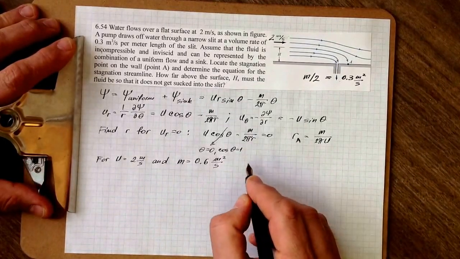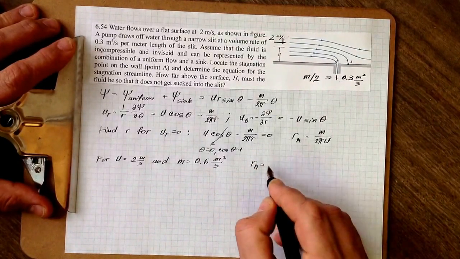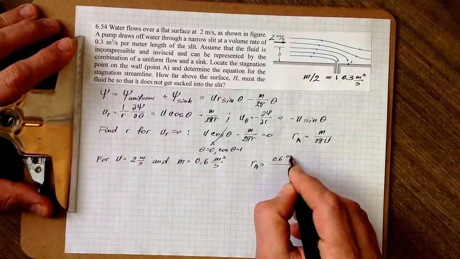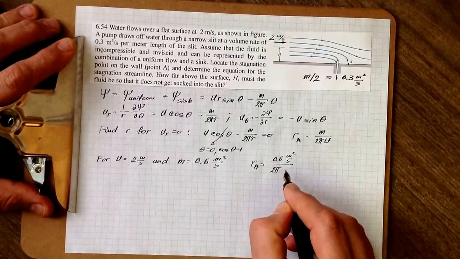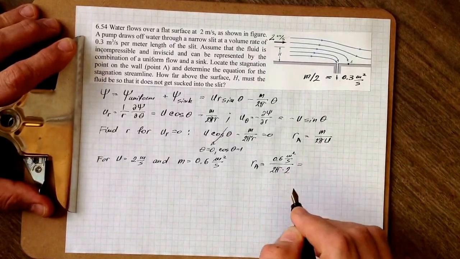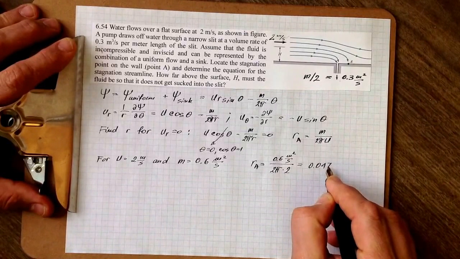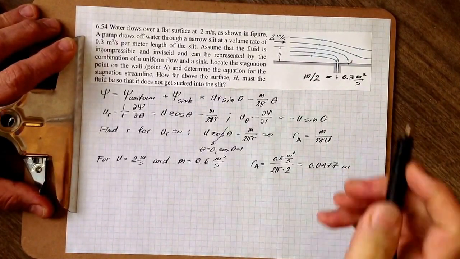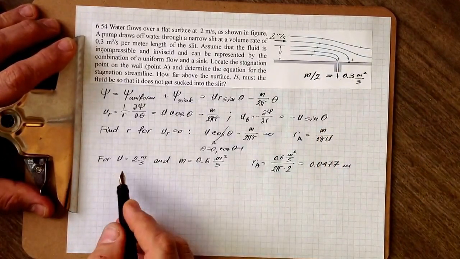So now R_A is 0.6 meters squared per second over 2 pi times 2, and when you work it all out it is 0.0477 meters. So it's about 5 centimeters past the point where we have the stagnation point.